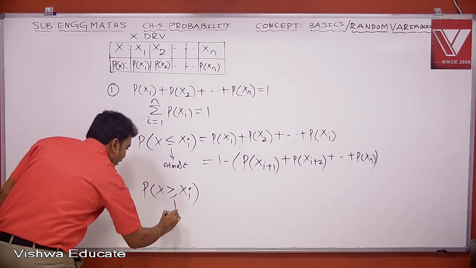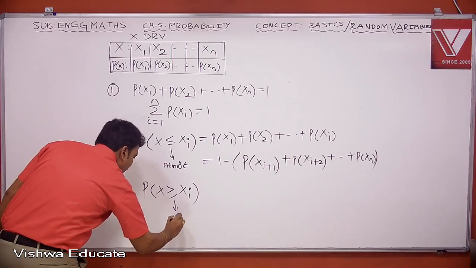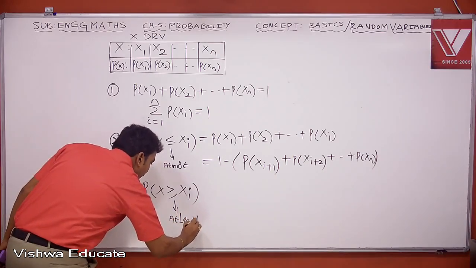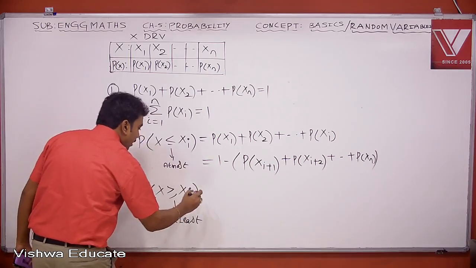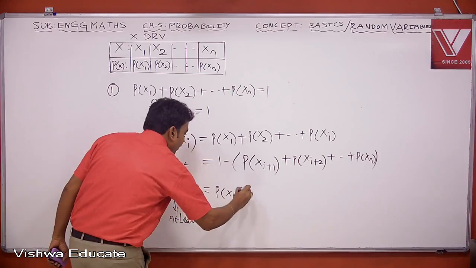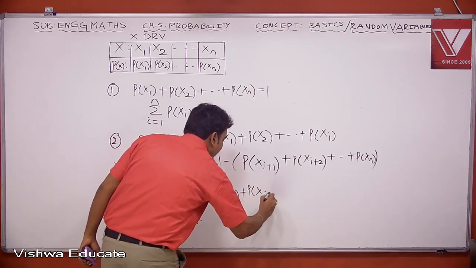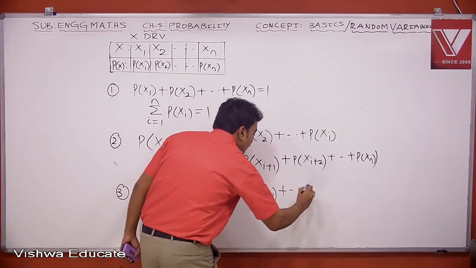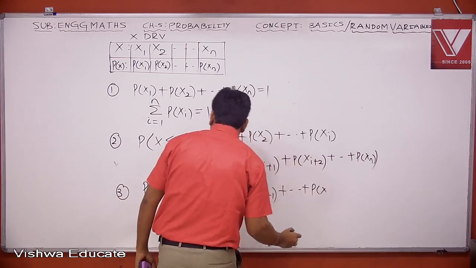Now next one is p of X greater than or equal to xi. So greater than or equal to means at least. So the starting sample point will be xi. So therefore this is p of xi plus p of xi plus 1 plus and so on. This is xn.